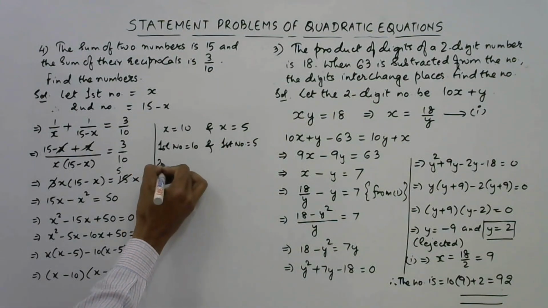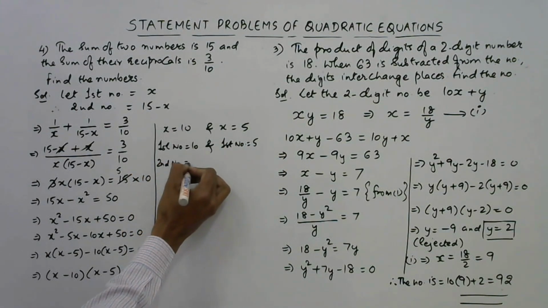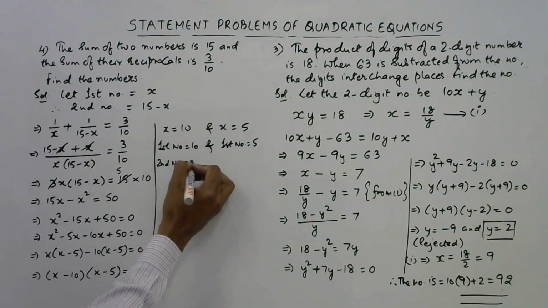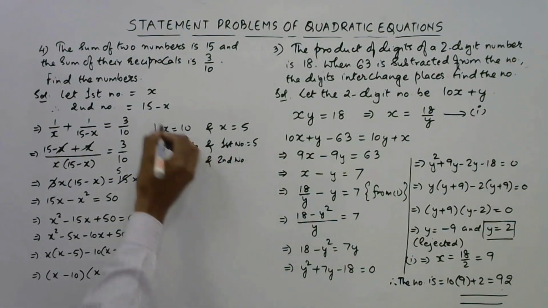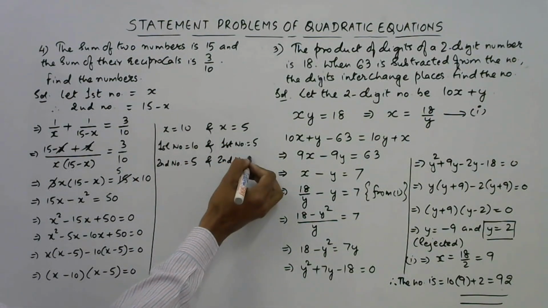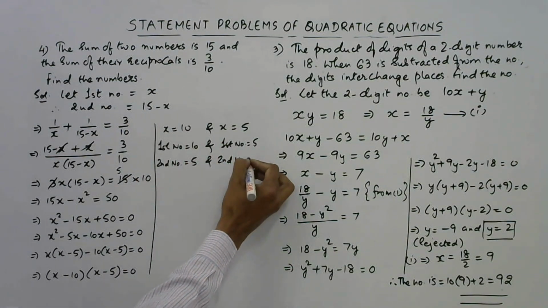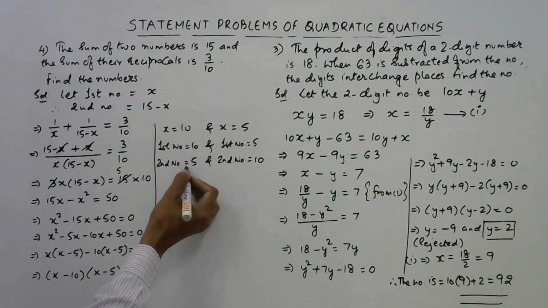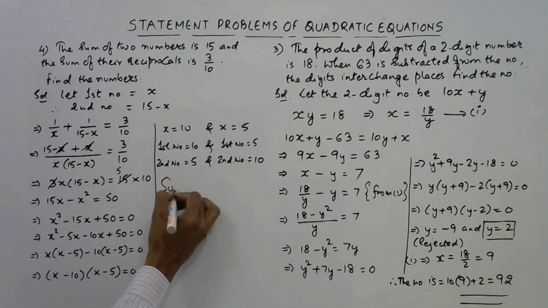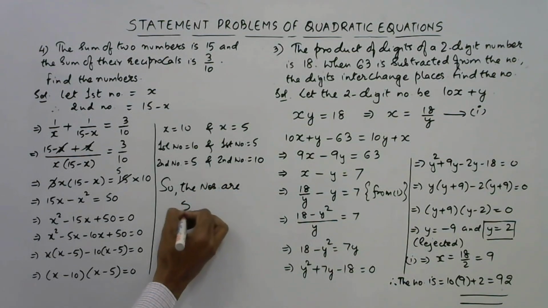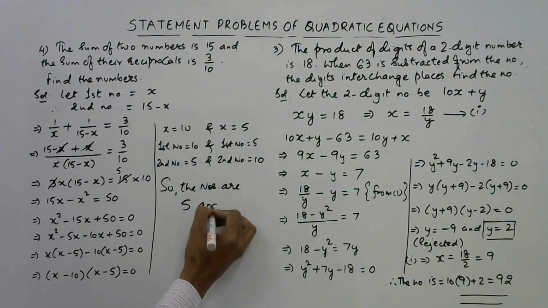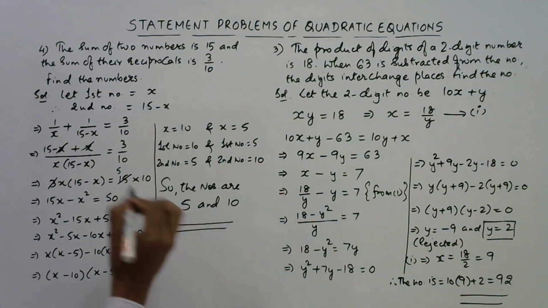So what about the second number? Second number was 15 minus x, so 15 minus 10, 5. And from here, second number 15 minus x, 15 minus 5, 10. So in both cases, the numbers are 10 and 5 or 5 and 10. So the numbers are 5 and 10. So this is the answer for the question.